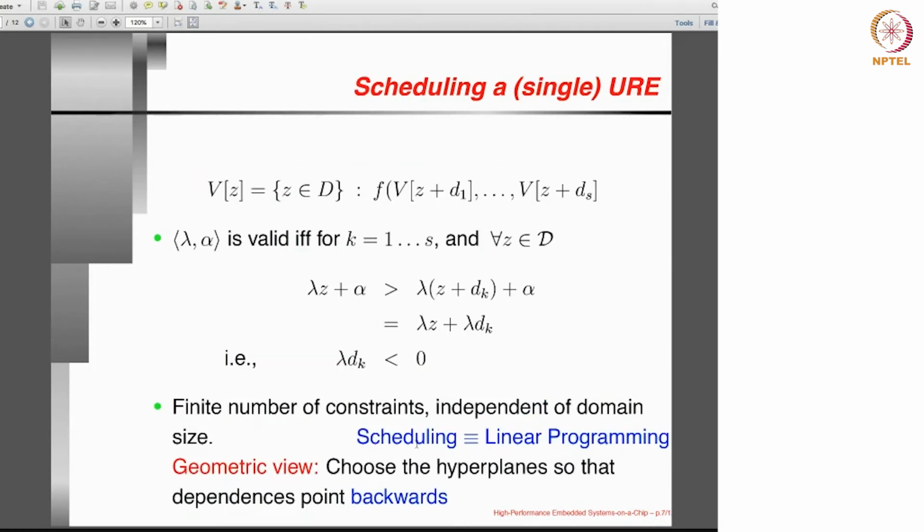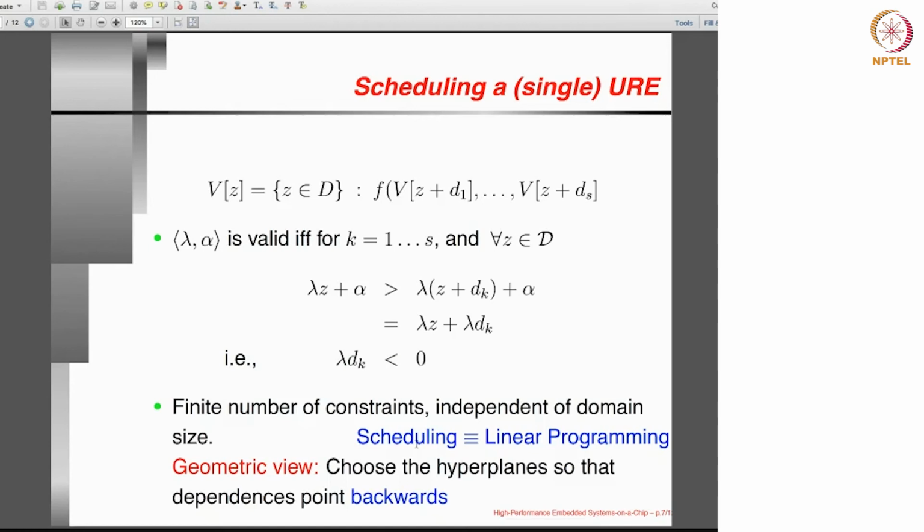All right, so here is the constraint. If you have a set of points, and for all points in that domain some variable v depends on v of z plus d1, z plus d2, etc. I have s distinct dependence vectors, constant vectors, just like we had in our examples 1 and 2. Not in 3, where there was a complicated dependence, remember? But in examples 1 and 2, I have what are called uniform dependencies.